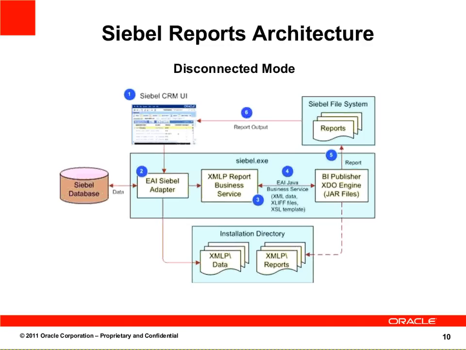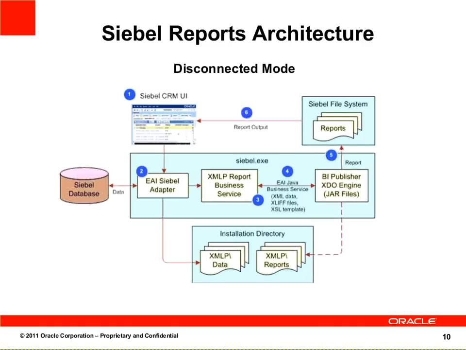Here I put up a small diagram so you can understand this a little better. The disconnected mode starts right here at number 1. You have the Siebel client and the Siebel CRM UI, and let's say you are in the Siebel account screen, looking at the My Accounts view where you can see all of your accounts, and you want to run a Siebel report based on accounts. I can take the example of an account list report.